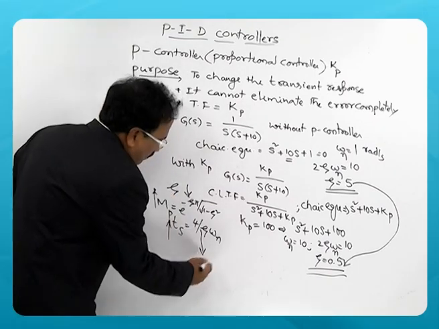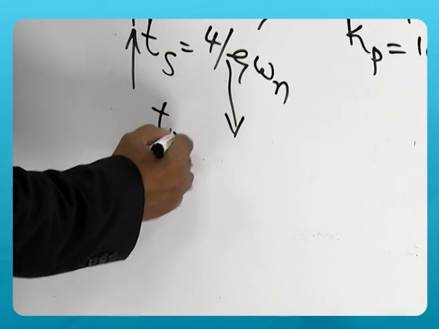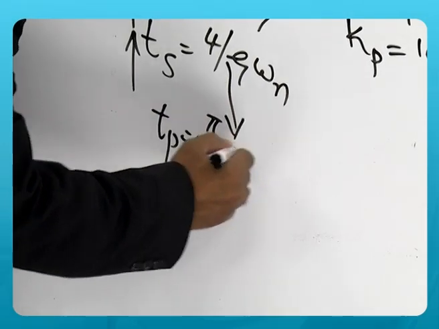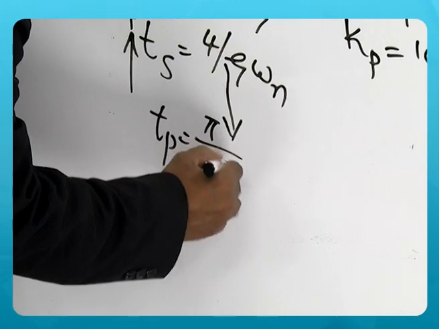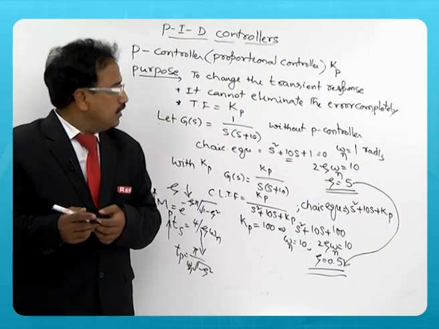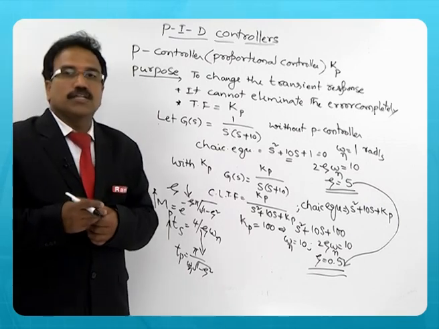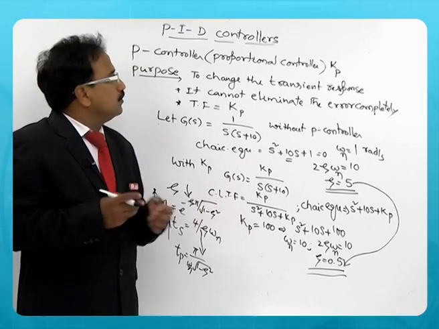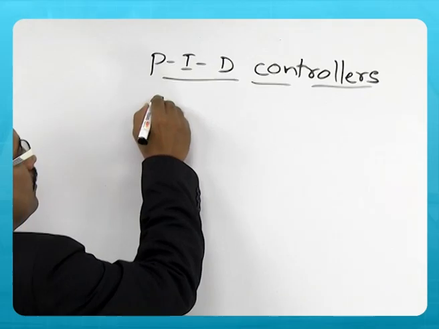The peak time is also given by pi by omega n under root of 1 minus zeta square. So even the peak time is increased because of the Kp inclusion alone.